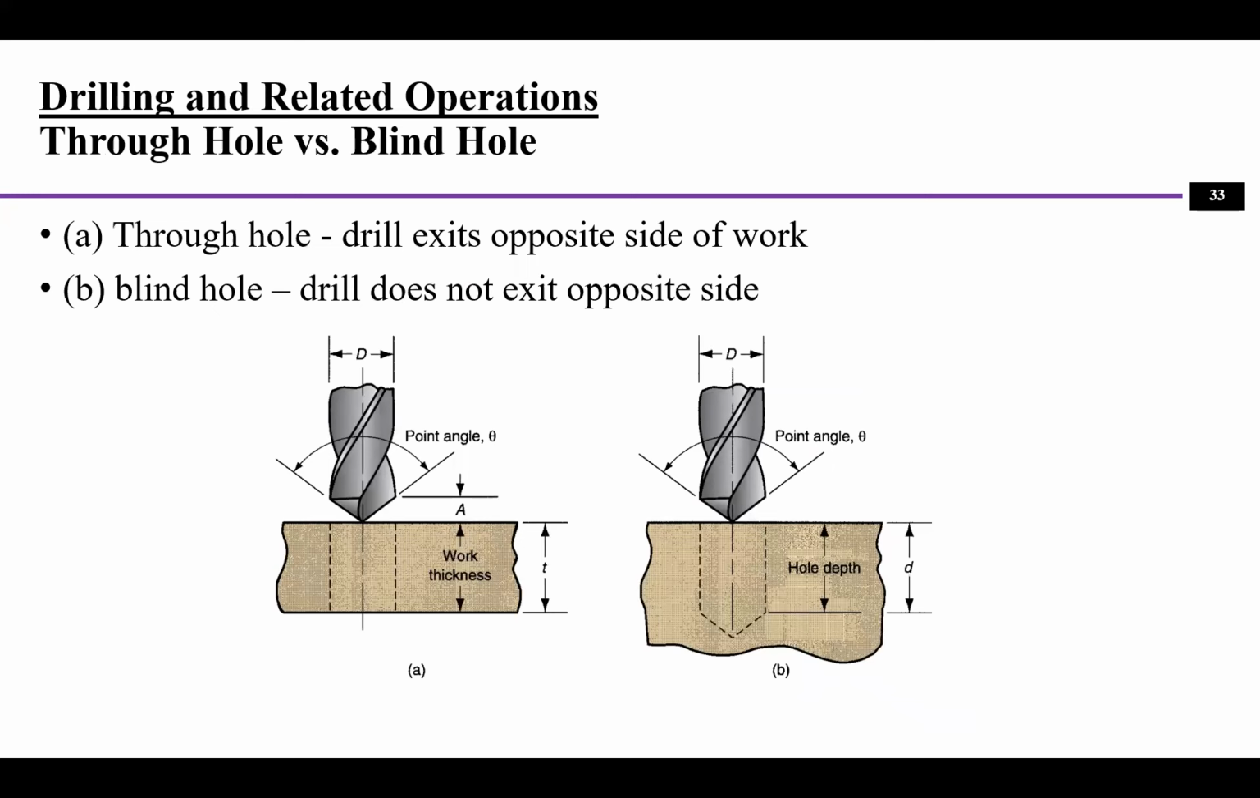Another process is drilling. We're all familiar with drilling. Just one concept: there are two types of holes. One is a through hole, the other one is a blind hole. If it does not go through the whole workpiece, that's a blind hole. But if it went through the whole workpiece, then we call it a through hole. Like this is a through hole because it went through all the way out. And this one is a blind hole because it didn't really go through the part.